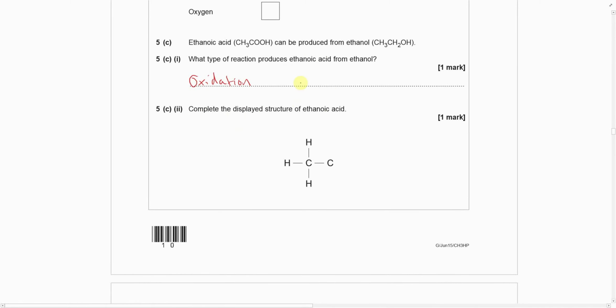Kind of something you just have to remember really well if you don't actually understand the process of it, which is something you'd probably look a bit more at in A-level.